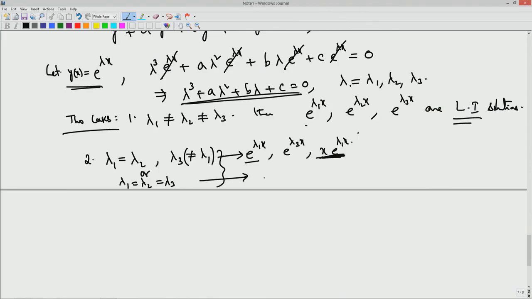So, in this case what happens? e power lambda 1x, and now you can verify x into e power lambda 1x is also a solution, x square into e power lambda 1x is also a solution, because the roots are the same, the polynomial will be lambda minus lambda 1 cube equal to 0. Okay, the polynomial is this. So, if you differentiate this with respect to lambda and put lambda equal to lambda 1, it is also 0, and if you differentiate twice and put lambda equal to lambda 1, that is also 0.